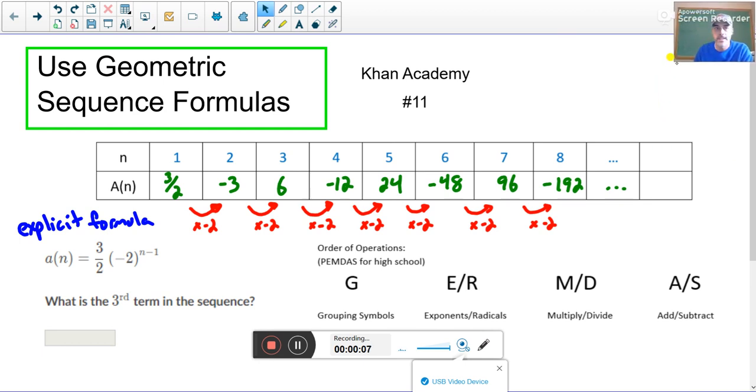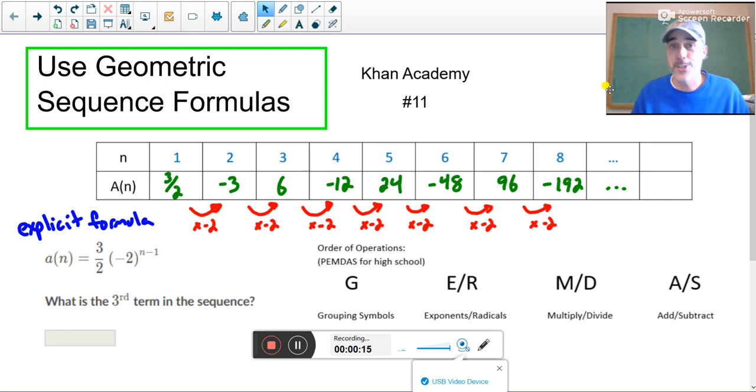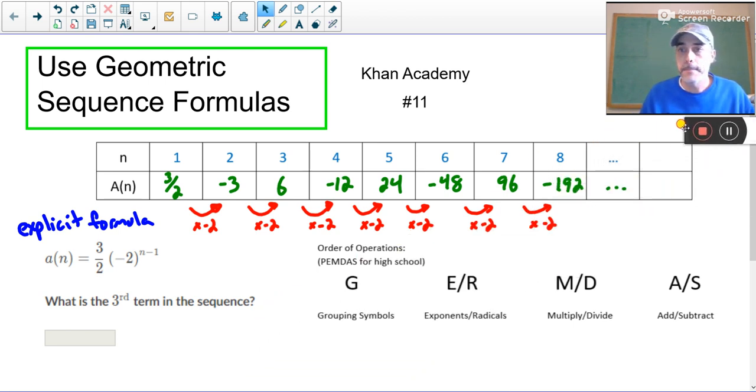Use geometric sequence formulas. Okay, as soon as I make my head the requisite size, which I'll probably have to shrink later because it'll be in the way, we'll get started.